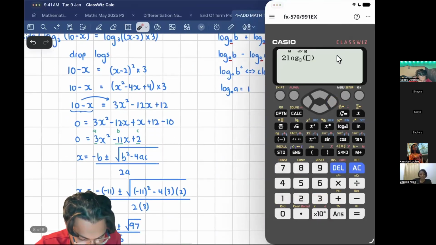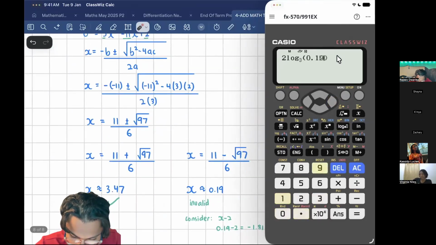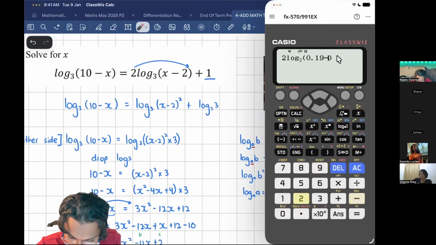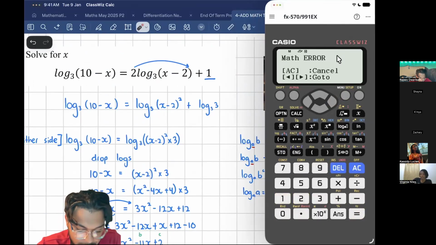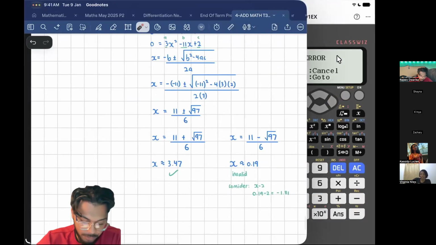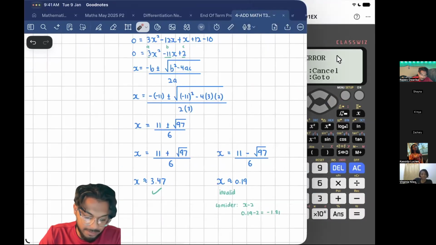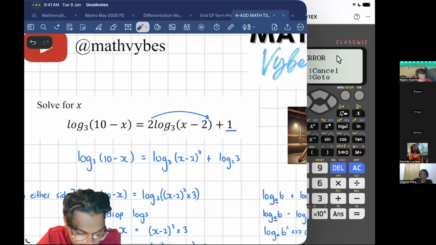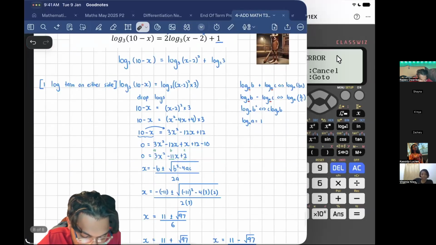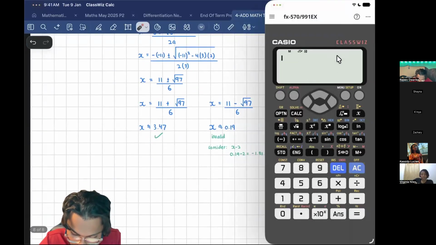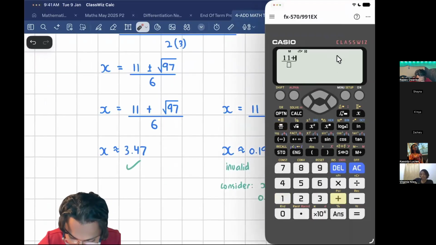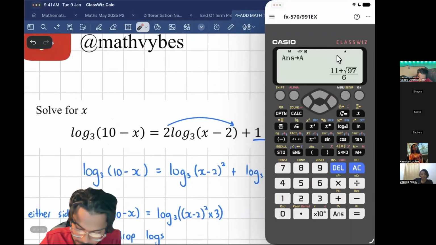Watch: log base 3 of 0.19 minus 2, plus 1. Math error. Right? Now, of course, if 3.47 is the actual answer, it's supposed to make the left hand side equal to the right hand side. Let me just verify that now before we go. So the actual value is 11 plus root 97 all over 6. I'm going to store that value. Anywhere I see x, I'm going to plug that in.